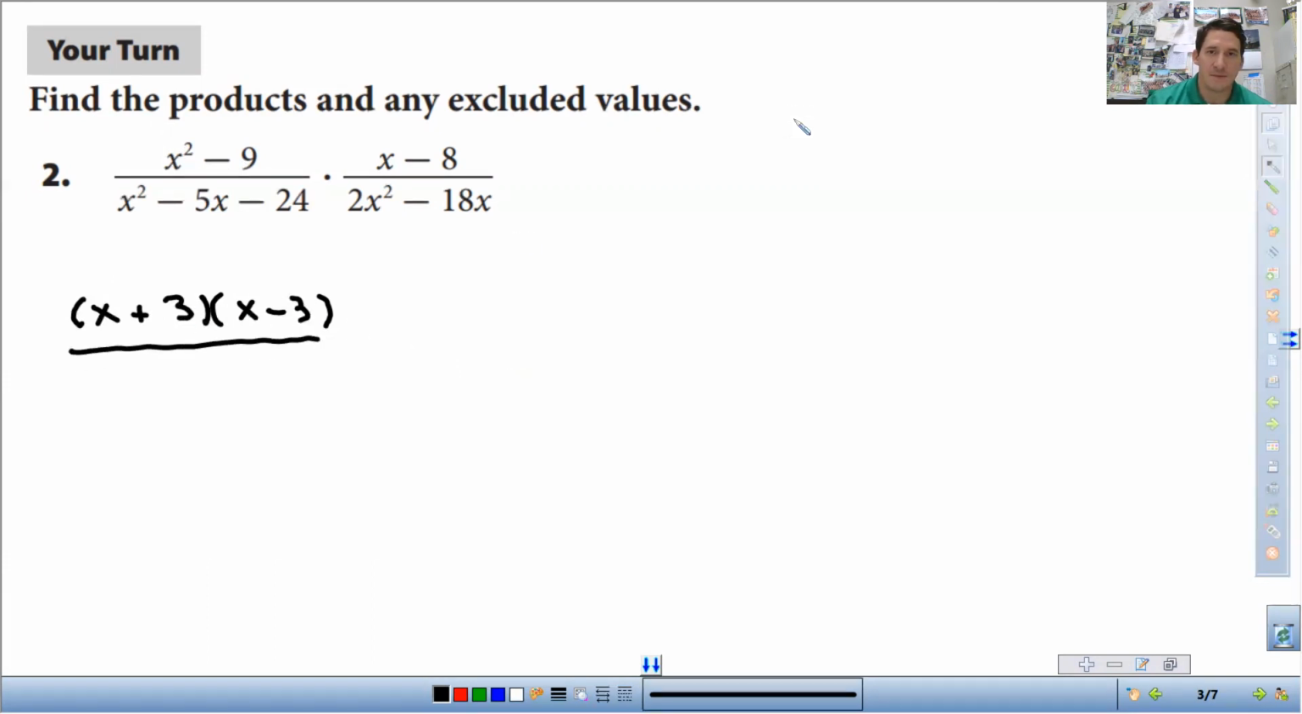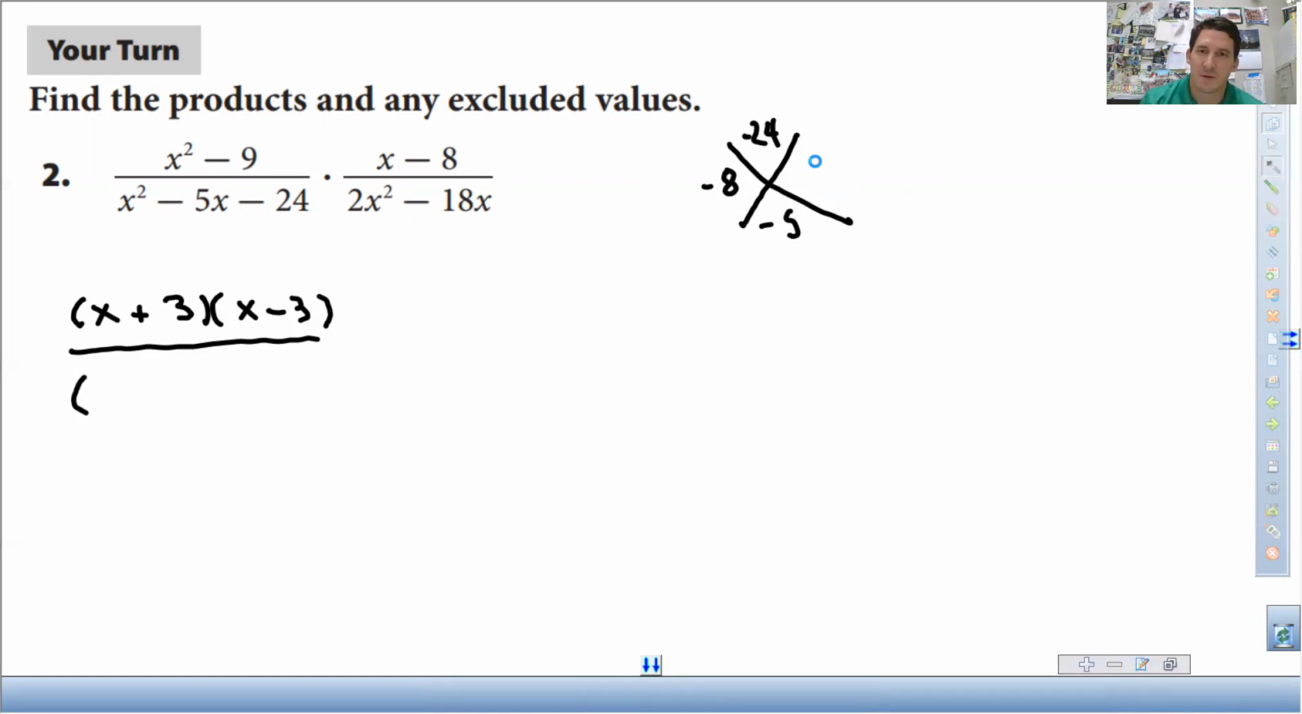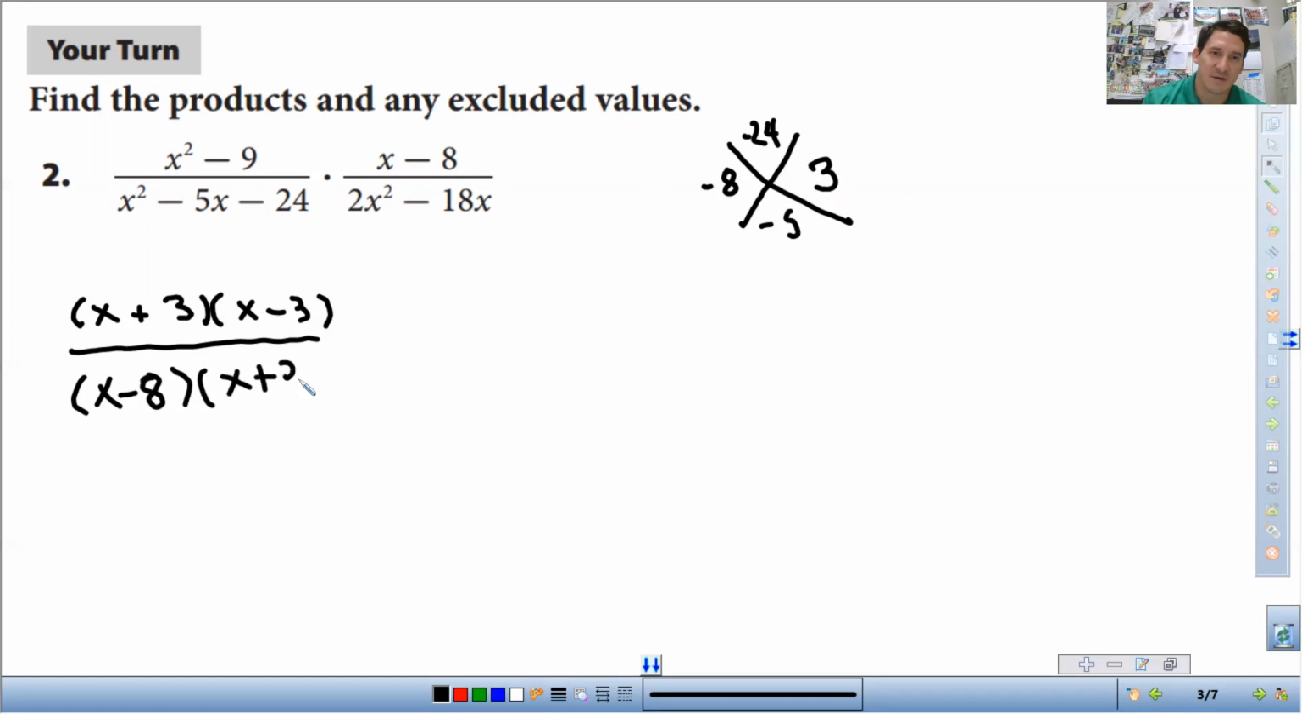On the bottom, I'm going to do an x factor off to the side here. So -24 on top, -5 on bottom. It's actually -24 that add to -5. That's going to be -8, +3. So the factors from that are going to be x minus 8, and then x plus 3. I'm going to put the x minus 8 in parentheses just so we know that is its own factor. We keep that together.